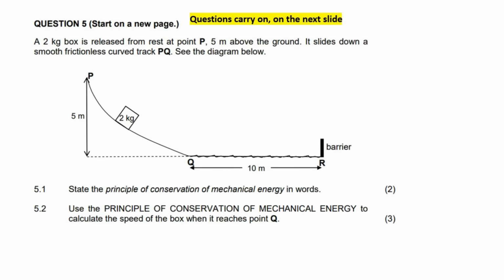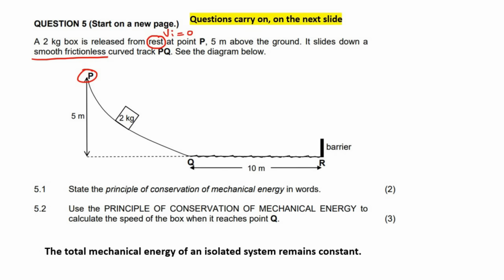Let's get started. So we have a 2 kilogram box that is released from rest. Okay, so that's important. When they say from rest, it means that its original or initial velocity is 0. 5 meters above the ground. Okay, so it started over there. It slides down a smooth, aka frictionless, track PQ. State the principle of conservation of mechanical energy in words. And so there I've written it down that the total mechanical energy of an isolated system remains constant.